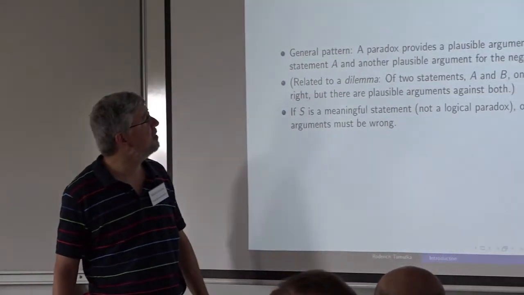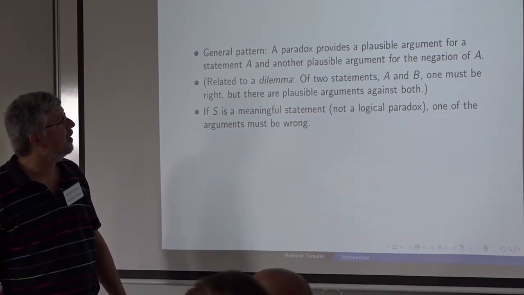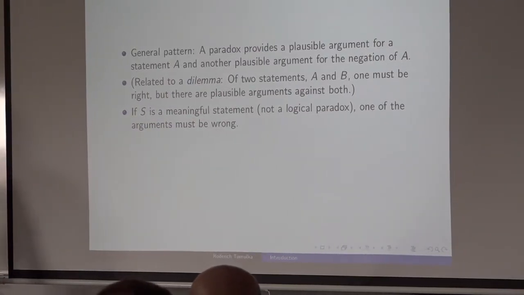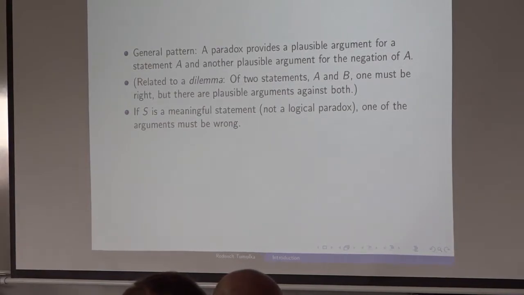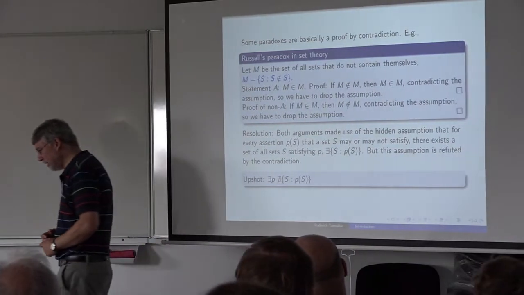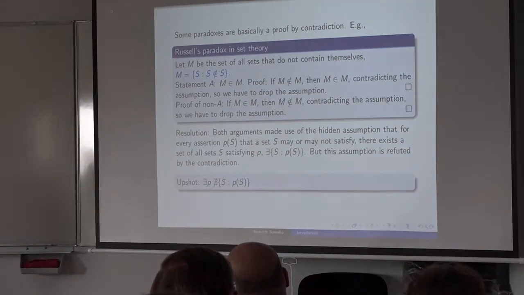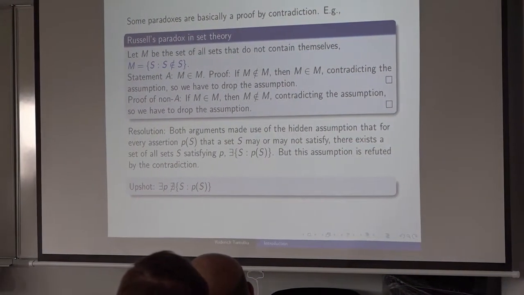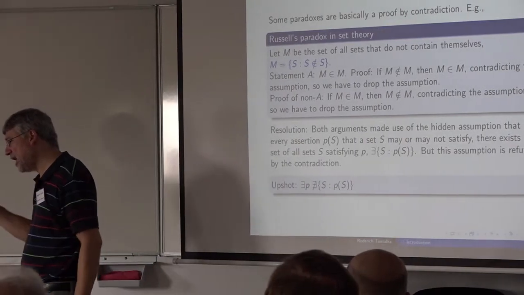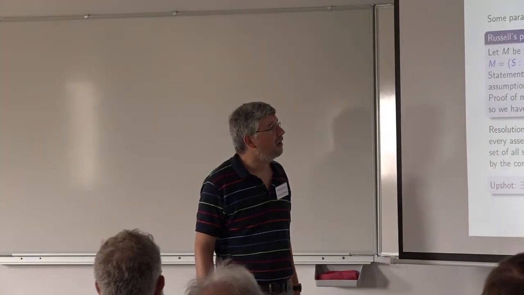Now, if S, why don't we call it S? So that's a description, should be A. So the statement A here, suppose we have a plausible argument for A and a plausible argument for non-A. If A is a meaningful statement, not a logical paradox, if it has a truth value, then one of the two arguments that we have must be wrong. The challenge is to find the mistake, or can you plausibly decide which of A and non-A is actually true, and which was wrong. Now, this situation often amounts to a proof by contradiction, showing that a certain assumption that you made in your arguments, deriving A or deriving non-A or both, must have been flawed.